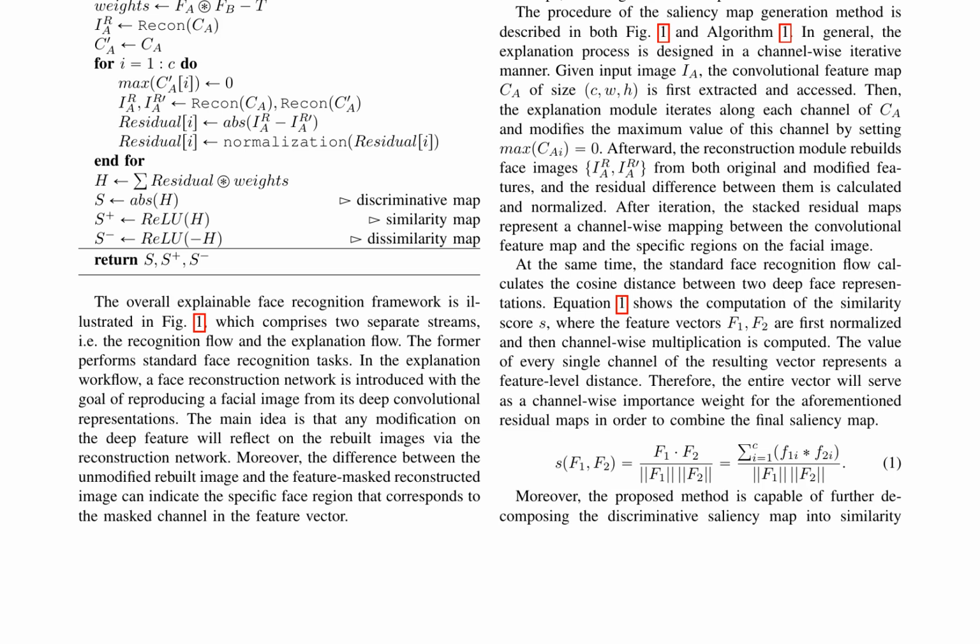The similarity score, computed as shown in equation 1, represents a channel-wise importance weight for the residual maps. This score enables the decomposition of the produced discriminative saliency map into similarity and dissimilarity heat maps, facilitating higher-level interpretation. The explanation flow provides a mechanistic understanding of the face recognition process, allowing for the identification of specific face regions contributing to the recognition outcome.